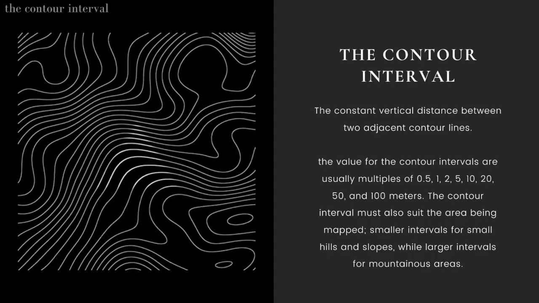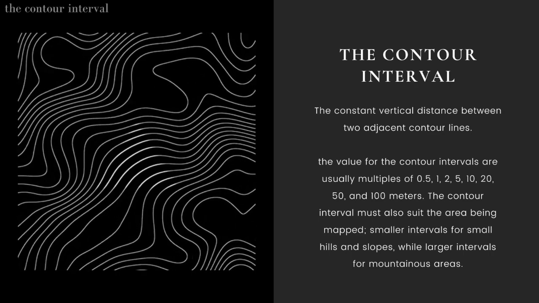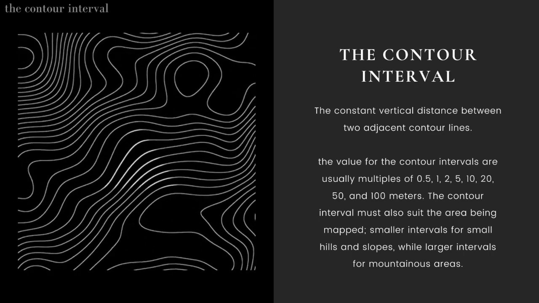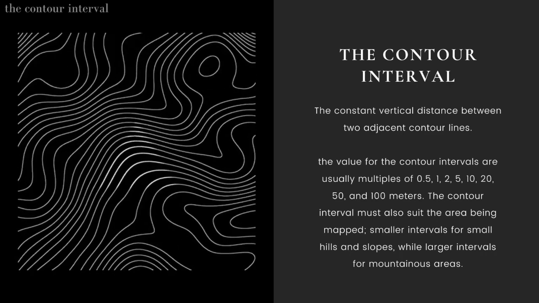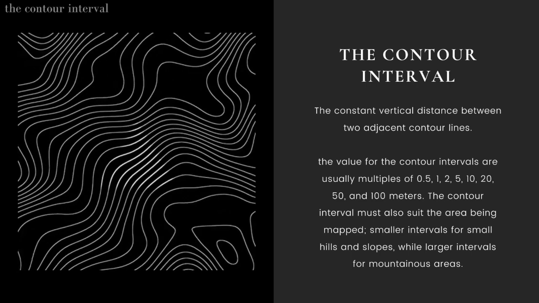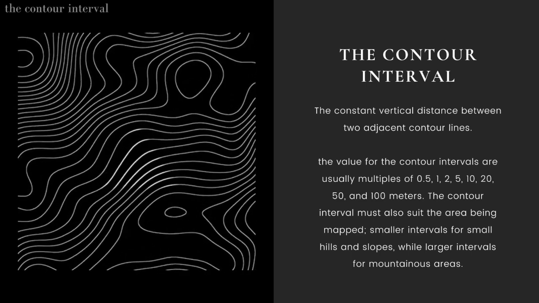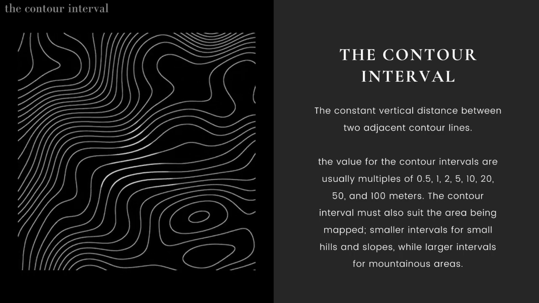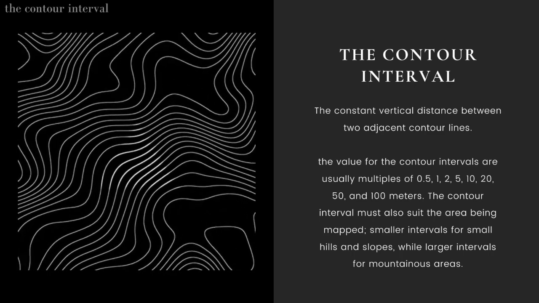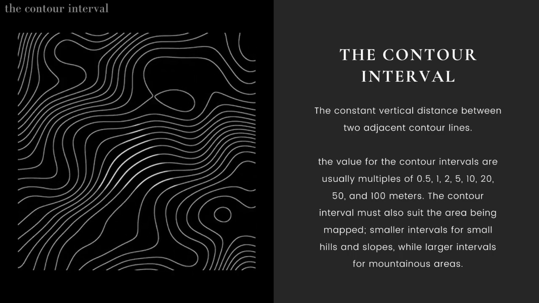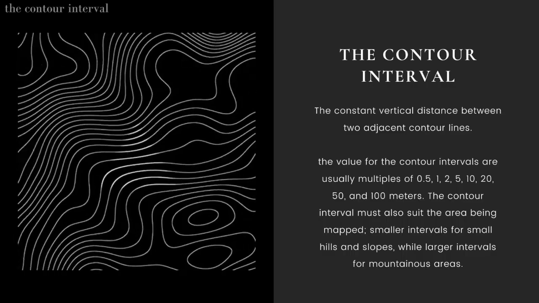The next thing that we need to tackle is the contour interval. This is the constant vertical distance between 2 adjacent contour lines. The values for the contour intervals are usually multiples of 0.5, 1, 2, 5, 10, 20, 50, and 100 meters. The contour interval must also suit the area being mapped: smaller intervals for smaller hills and slopes, while larger intervals for mountainous areas.